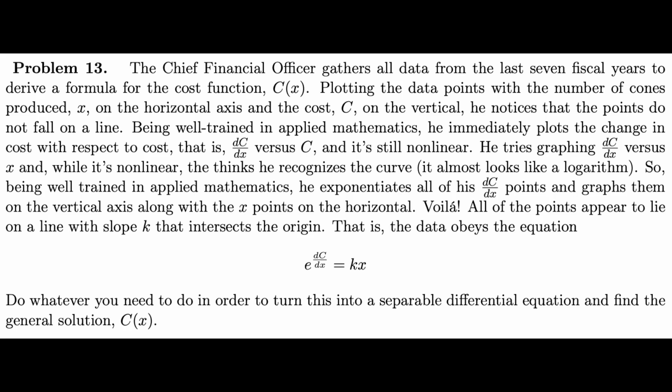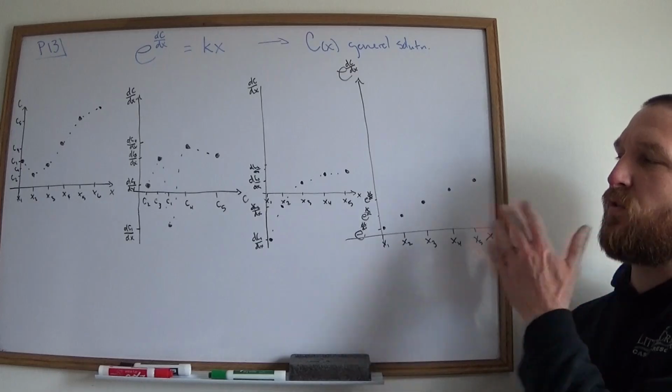So being well trained in applied mathematics, he exponentiates all of his dC/dx points and graphs them on the vertical axis along with the x points on the horizontal. Voila! All of the points appear to lie on a line with slope k that intersects the origin. That is, the data obeys the equation e to the dC/dx equals k times x. Do whatever you need to do in order to turn this into a separable differential equation and find the general solution C of x.